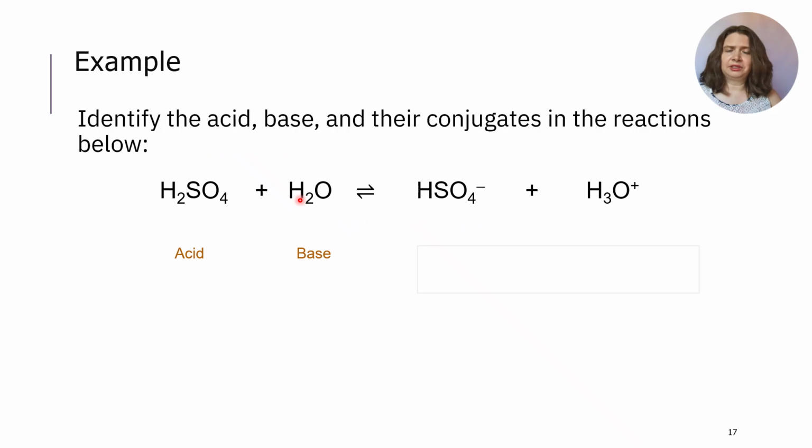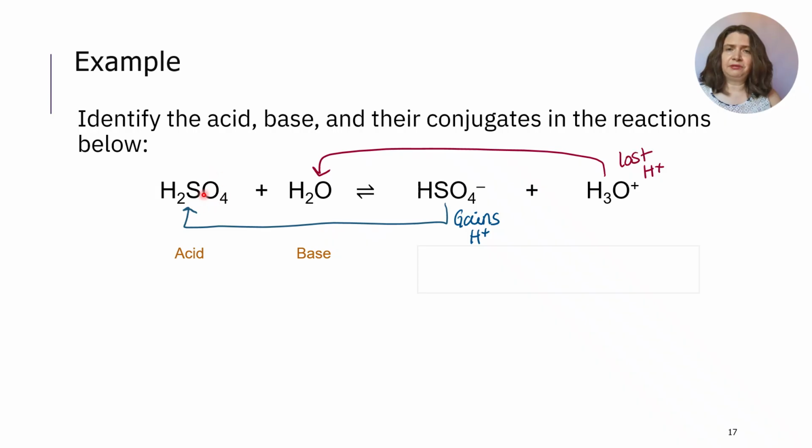Now look at the reverse reaction. HSO4- becomes H2SO4 by gaining an H+ ion. HSO4- is the conjugate base. H3O+ loses an H+ ion to become H2O, so H3O+ is the conjugate acid. Both products are labeled with the word conjugate because they are formed from the original acid and base.